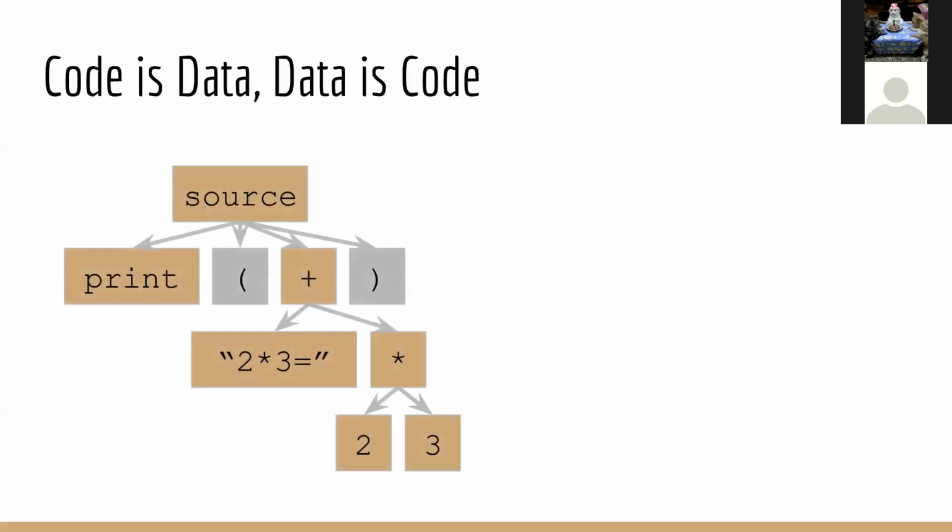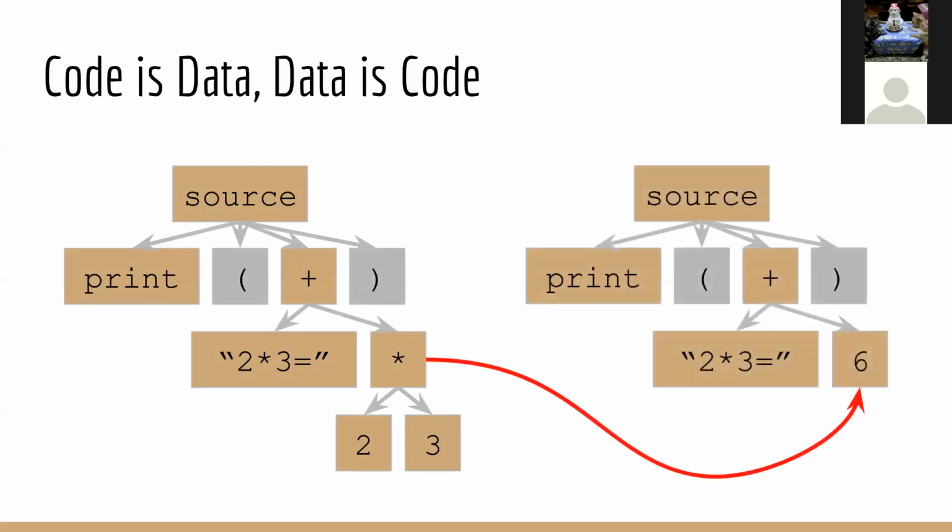So for instance, here we have our previous print example, right? In this case, we have a transformation that basically says, okay, we have 2 times 3. These are both constants. We can turn that into the number 6, because it's also a constant.